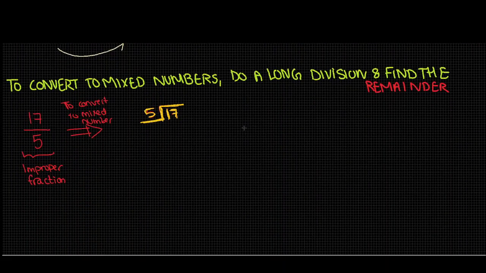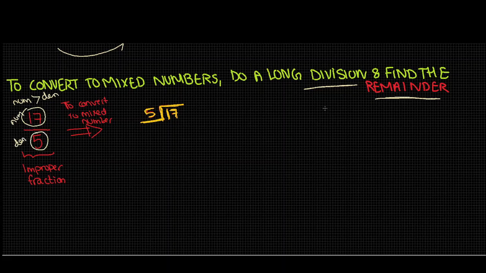If we want to convert the opposite way, so we want to convert an improper fraction into a mixed number, we just need to do a long division and find the remainder that comes out of this long division. So here we have an improper fraction, 17 over 5, and an improper fraction is a number where the numerator is greater than the denominator. This is the numerator, and this is the denominator. We want to convert it into a mixed number, which is a whole number plus a proper fraction.